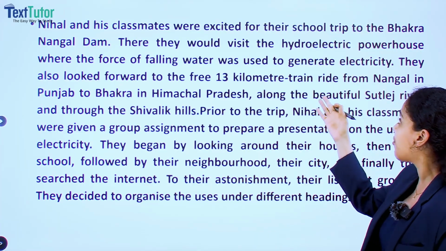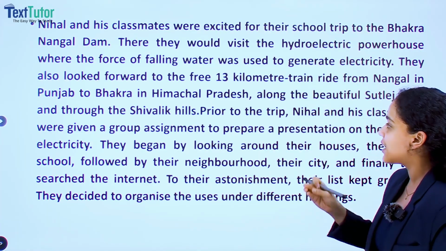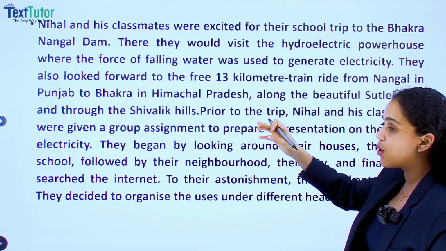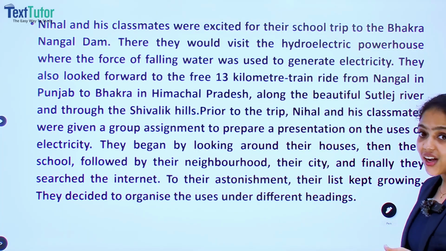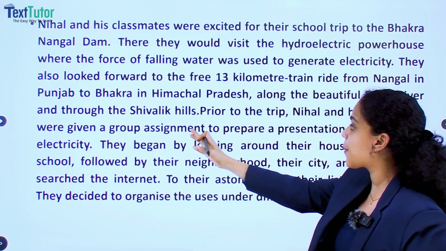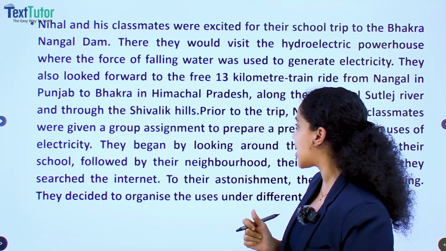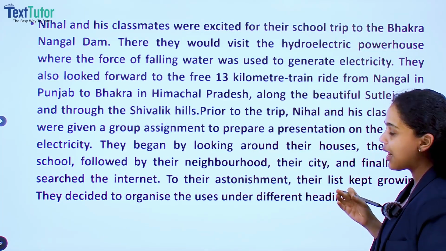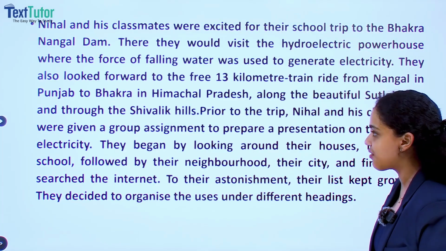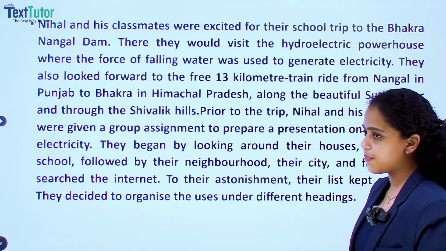Along with the visit to the hydroelectric power plant, what are they excited for? They are looking forward to the free 13-kilometer train ride from Nangal in Punjab to Bhakra in Himachal Pradesh, along the beautiful Sutlej River and through the Sivalik Hills.